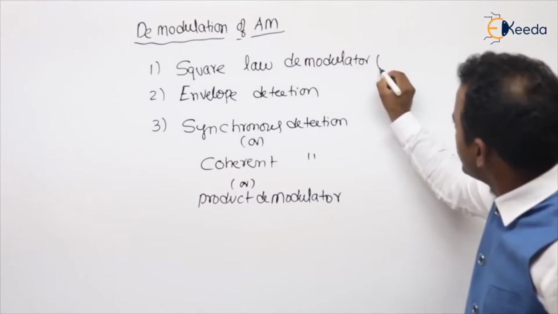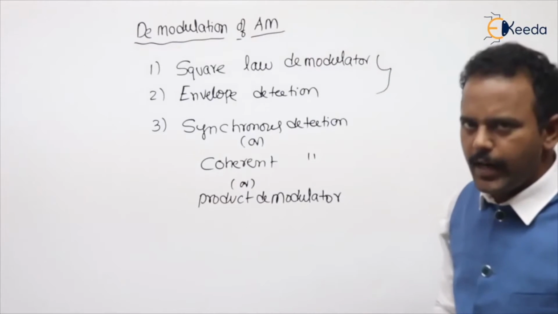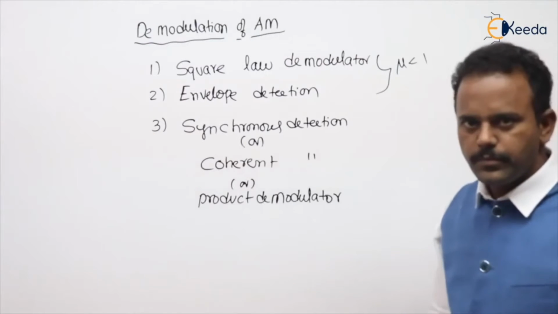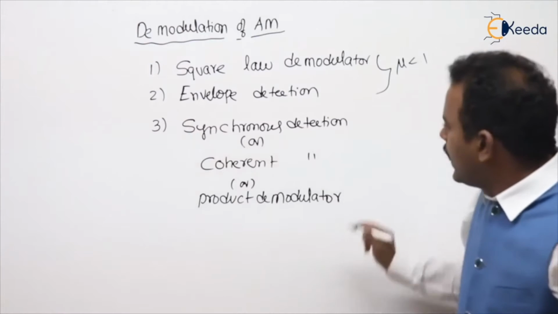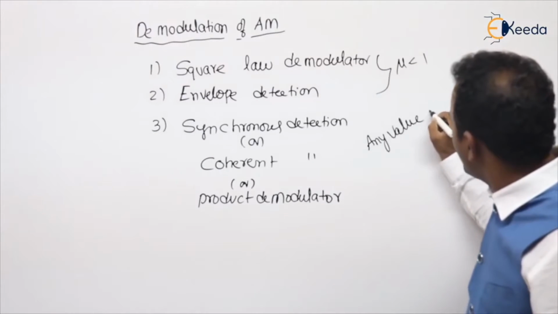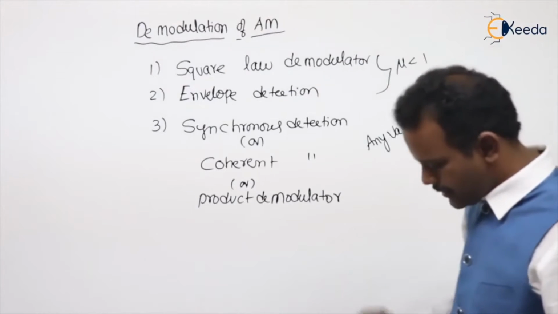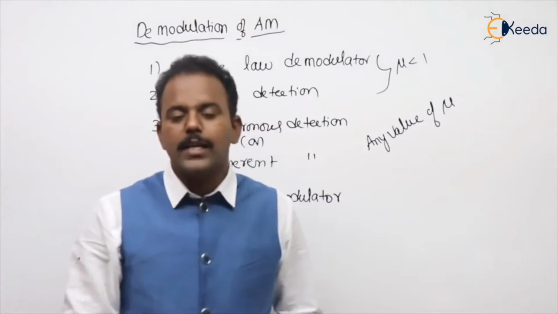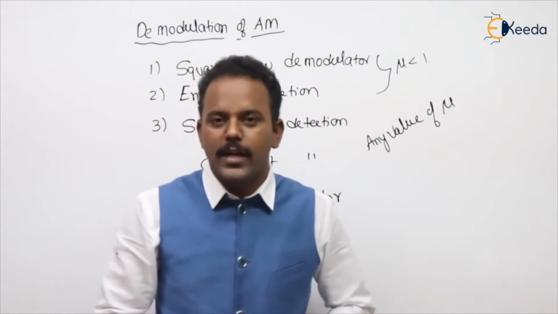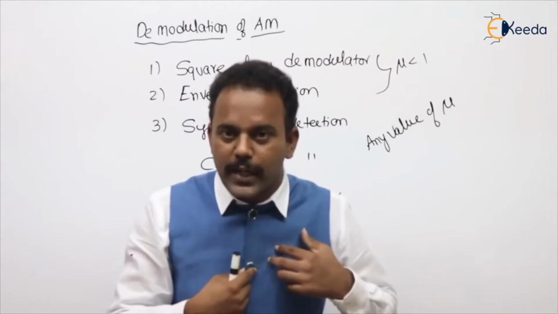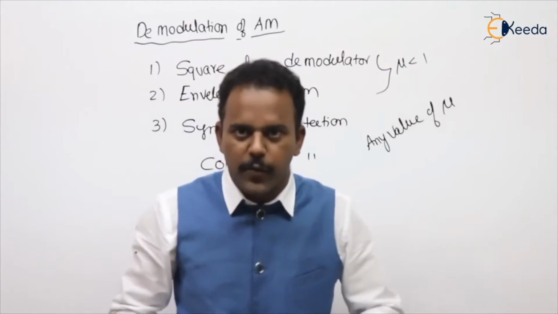This first one and second one, square law and envelope, can work properly only for mu less than 1. And this one can work for any value of modulation index. And in the starting I told what is the introduction of modulation index, students? The introduction of modulation index is for the envelope detection, I told. By that point I will clarify, wait.